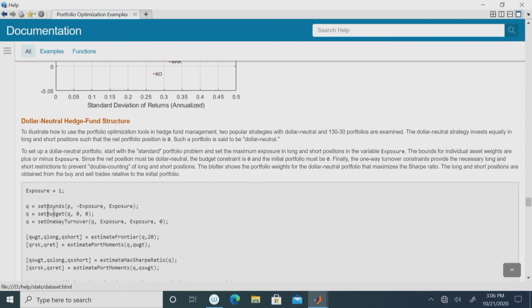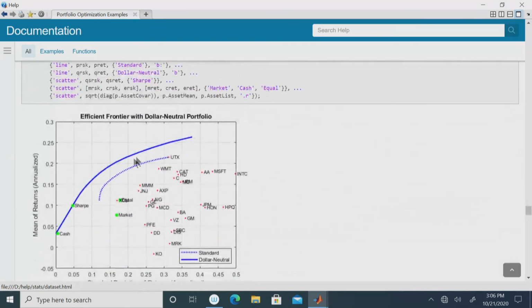If you observe carefully here, the exposure is set to be plus exposure and minus exposure. This is the one that corresponds to the long position and this is the one that is set to be the short position, and here also you end up getting an efficient frontier of the dollar neutral. This is the efficient frontier that you have here, and this is the tangent line, and this point of tangency is the one with the maximum Sharpe ratio. And accordingly this bold curve here is the dollar neutral efficient frontier, and this dotted one is the standard or the usual efficient frontier.